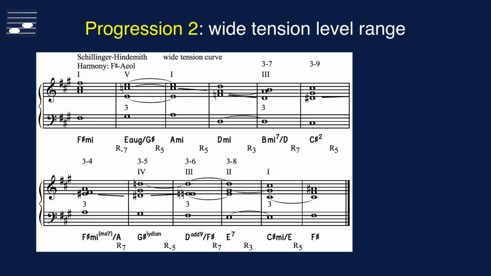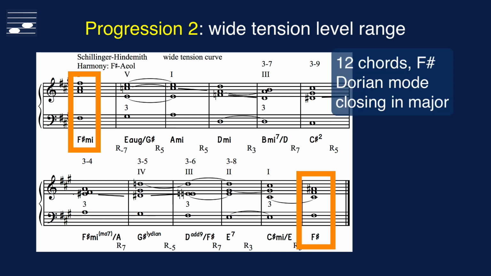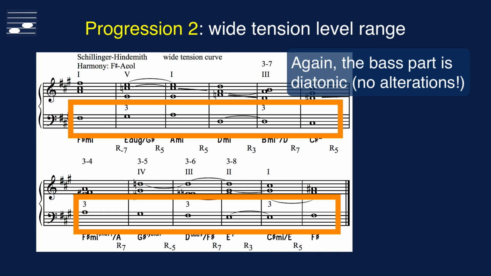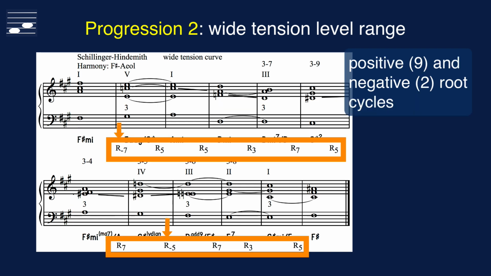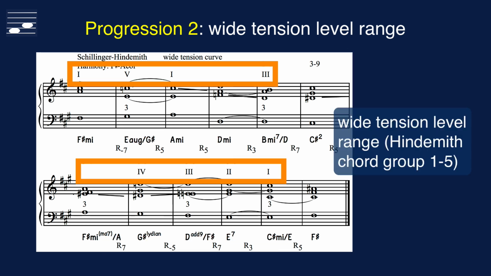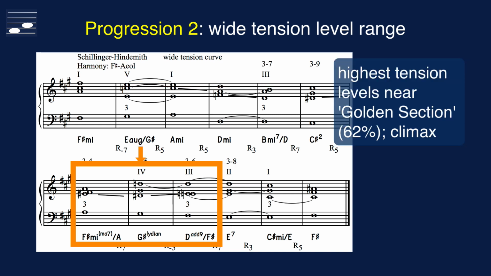The next example purposely uses a wide tension level curve. In this chord progression there are 12 triads in the F-sharp Dorian minor mode. The quasi-tonal character is expressed by the diatonic bass part. The majority of root cycles is positive. We use 5 of the 6 possible Hindemith chord groups. There's a dominance of high tension level triads near 2/3 of this progression. This acts as a sort of harmonic climax.